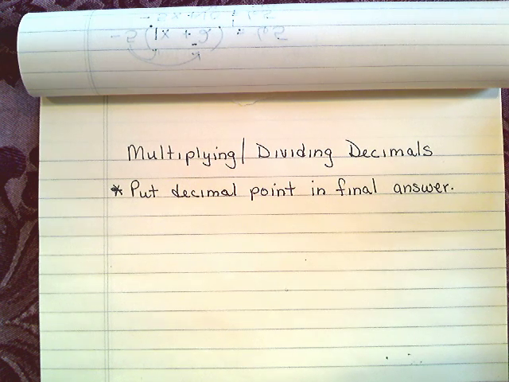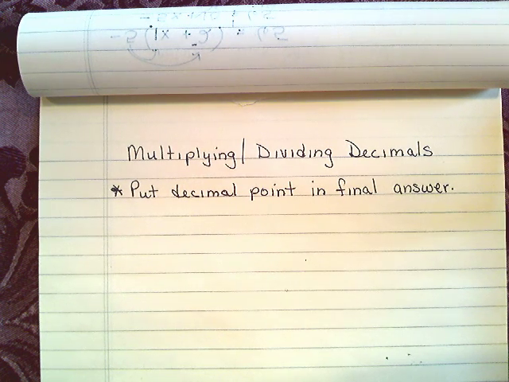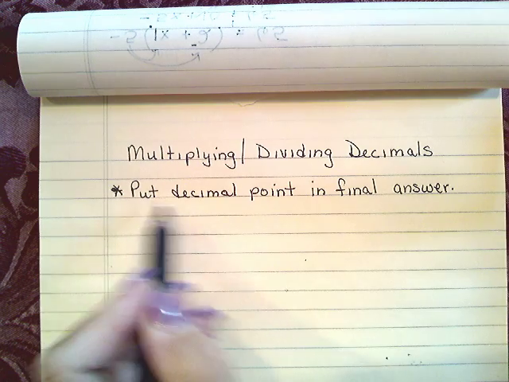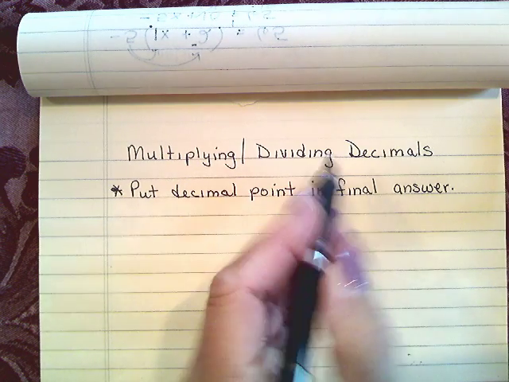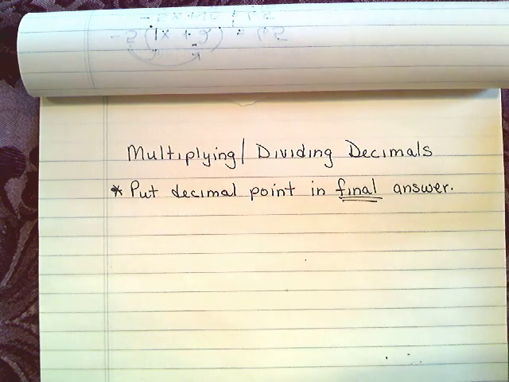Okay, today we're going to multiply and divide decimals. And unlike when you add and subtract decimals and you line up your decimal point, when you're multiplying and dividing, you put that decimal point in the final answer. You do not use it throughout the whole calculation. So we're just going to dive in. We're going to do a couple of examples of multiplication and 3 examples of division.